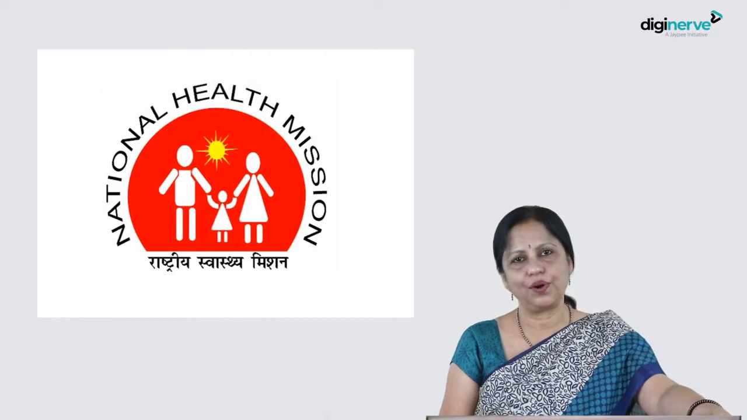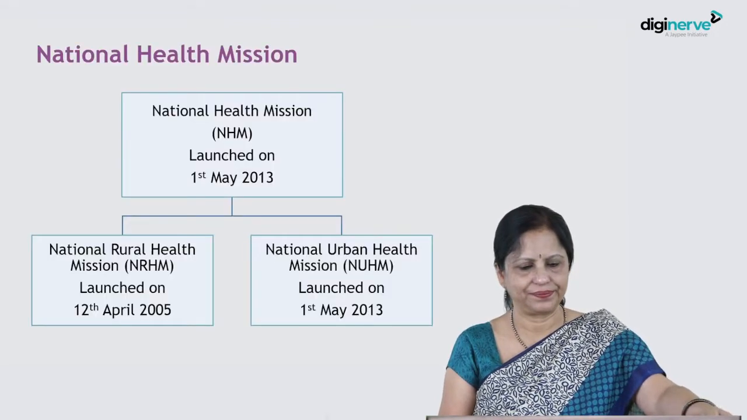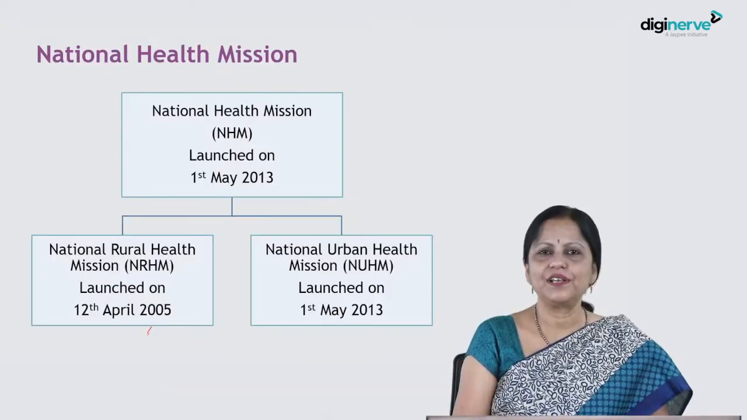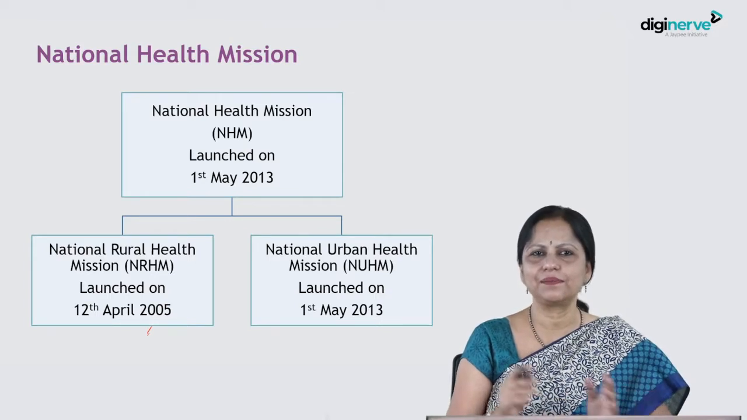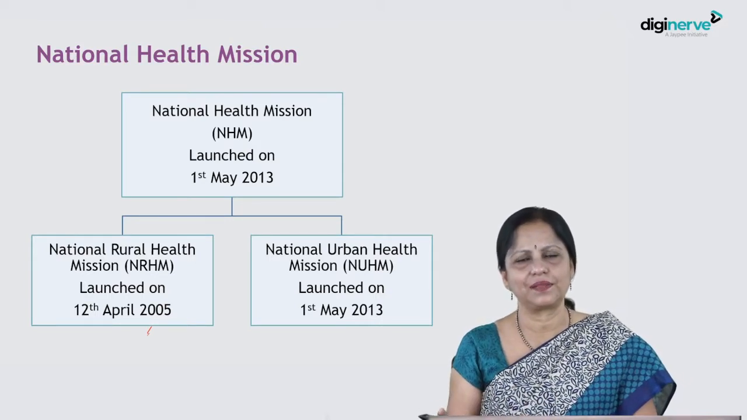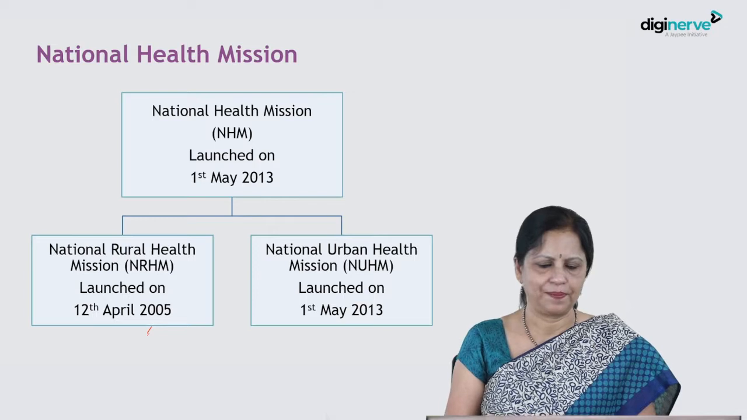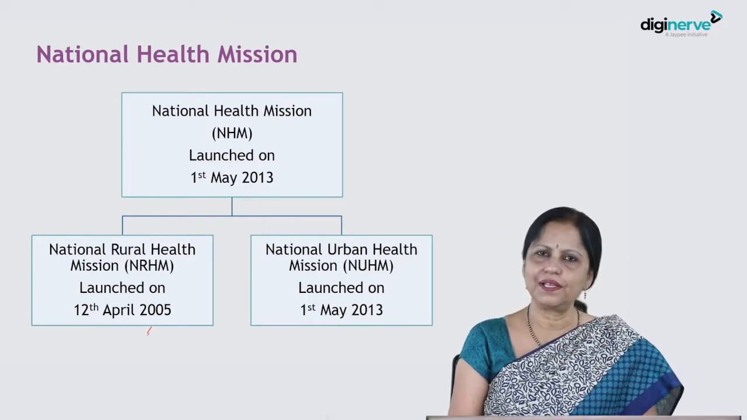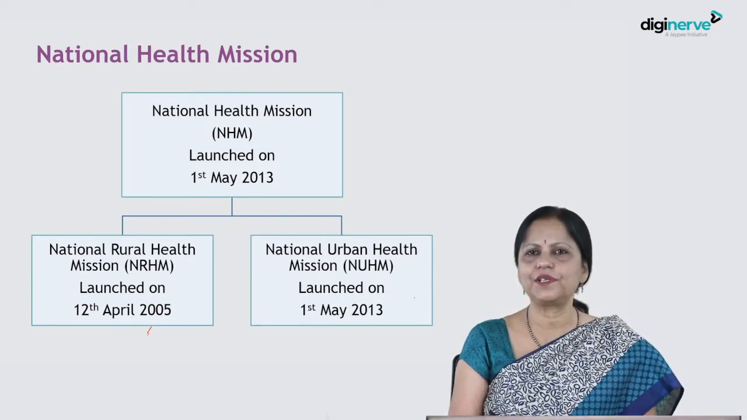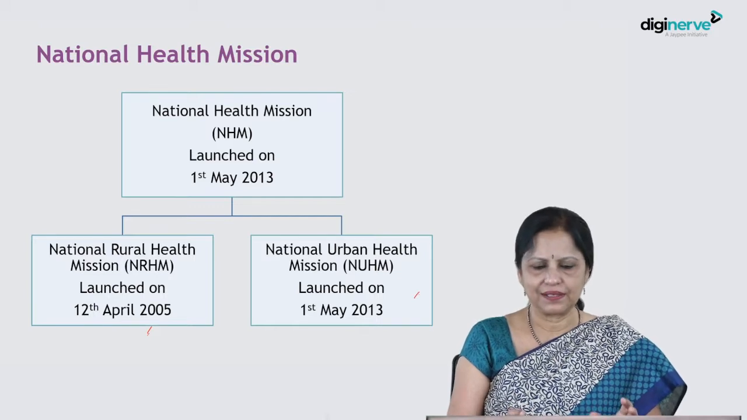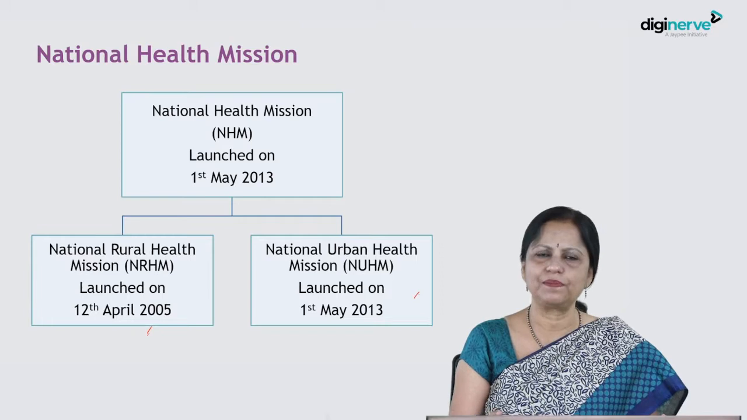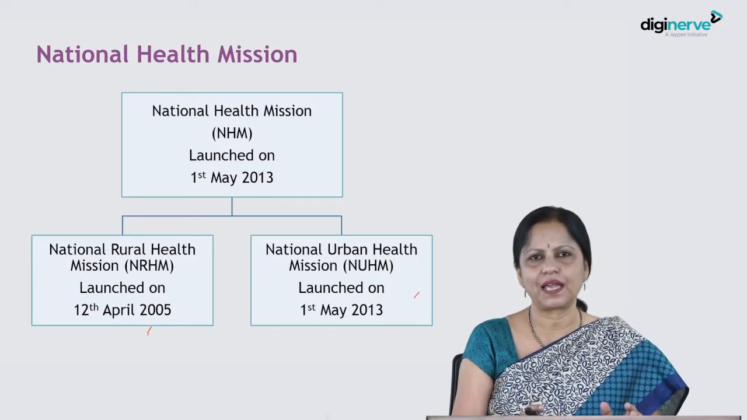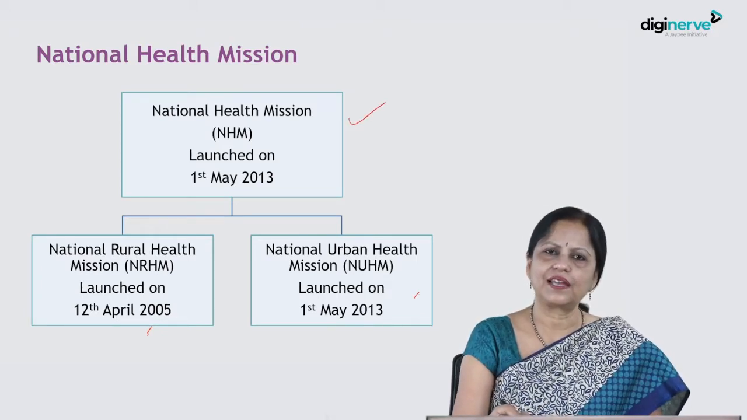So this is the logo of National Health Mission. In the year 2005, on 12th April, the National Rural Health Mission was launched. At that time the idea was that another similar mission, the National Urban Health Mission, would be launched subsequently. This National Urban Health Mission was launched on 1st May 2013, and at that time these two were not kept as two separate missions, but were combined as subunits of the main National Health Mission.